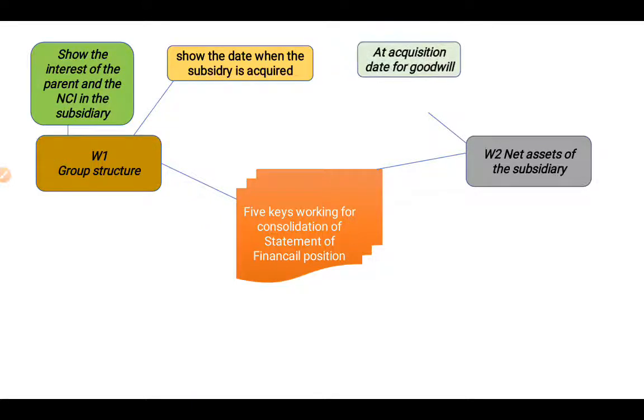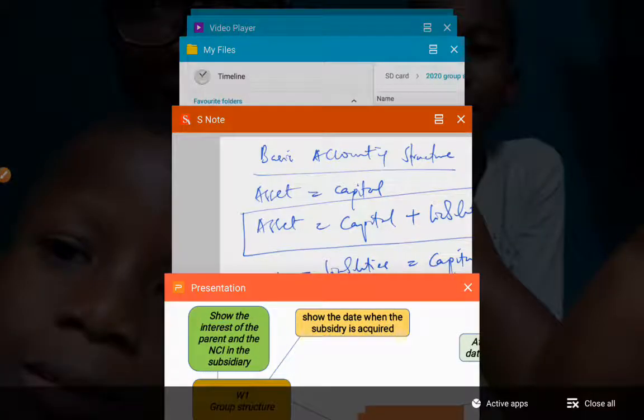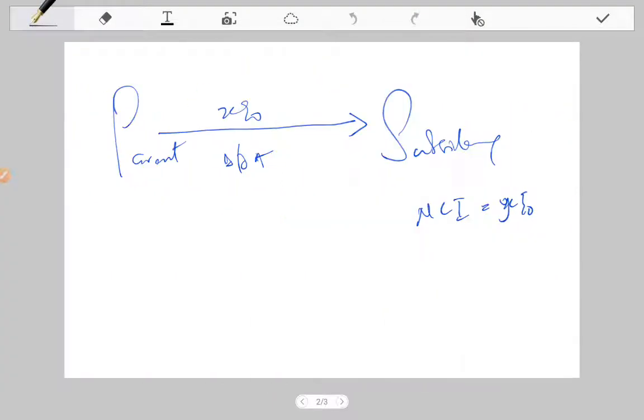After the net asset, what do we have? On the net asset, at the date of acquisition, in order for us to get to goodwill, we are still going to see all these principles popping up as we move on. Then represented the share capital. I'll have to quickly point our attention to something because a student just asked a question. The first step is described as what we call the group structure.